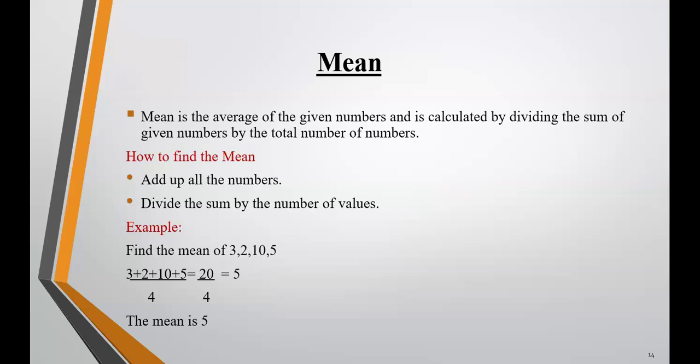To find the mean, we have to add up all the numbers in the series and divide the sum by the number of values. When we look at the below example, we have to add the numbers 3, 2, 10, 5. So the sum is 20. We can divide it by 4 as there are 4 numbers in this series. So the mean here is 5.